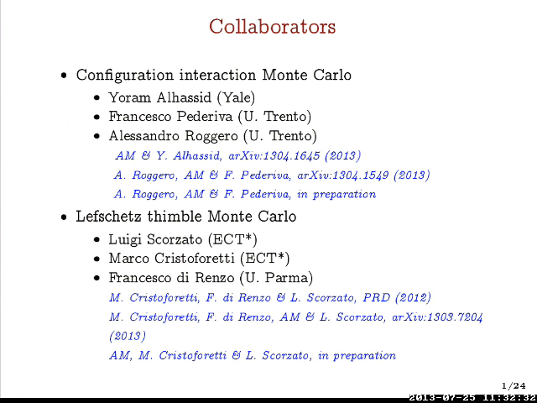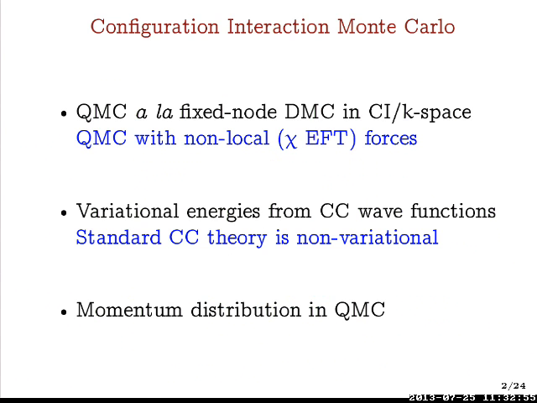So the first one is what we call configuration interaction Monte Carlo, and this is the group of people that I'm working with on that. And the second one, which is a little bit more speculative at this point, for the lack of a better name, I'll call it Lefschetz thimble Monte Carlo, and I'll explain what a Lefschetz thimble is. And this is the other group of people that I'm working with on the Lefschetz thimble.